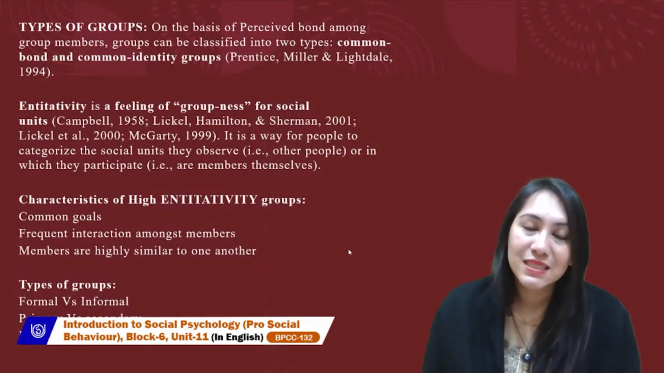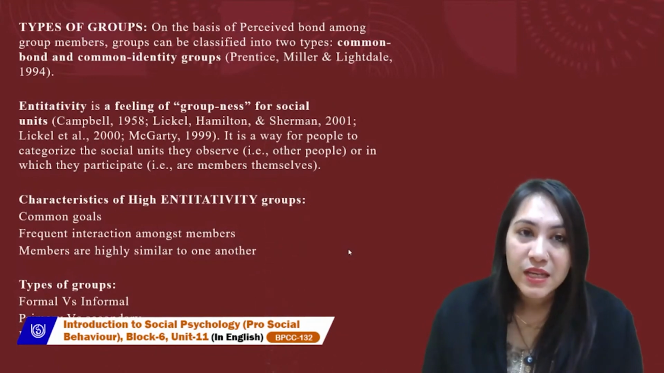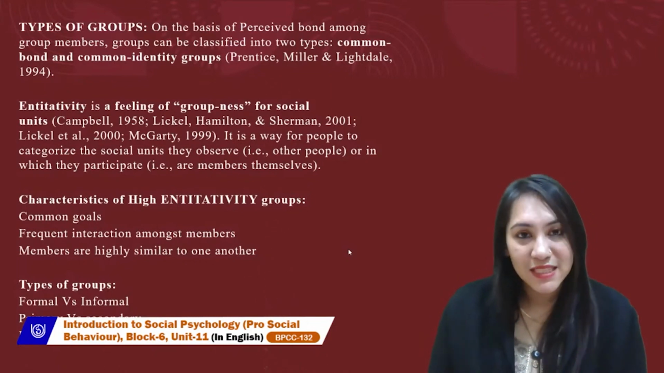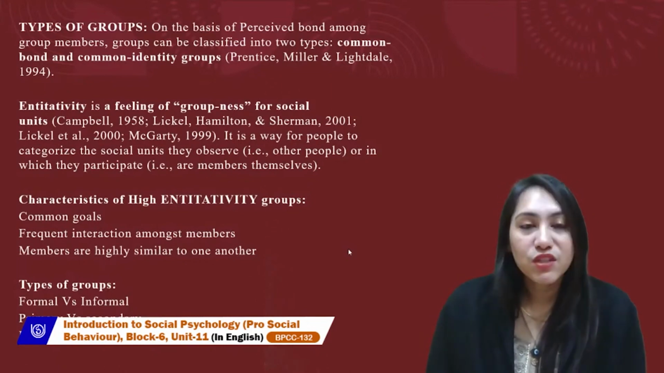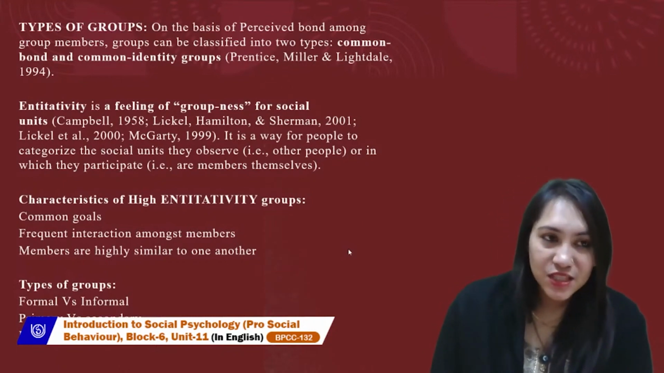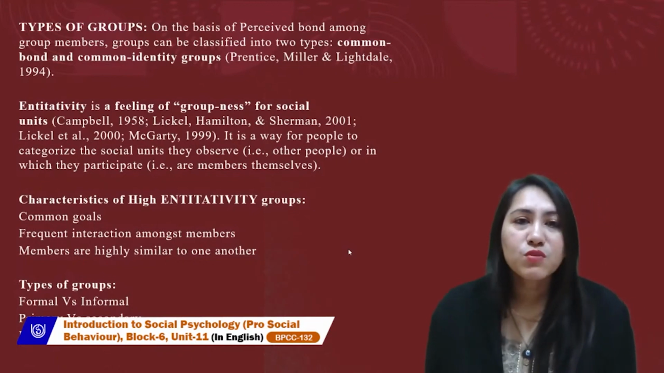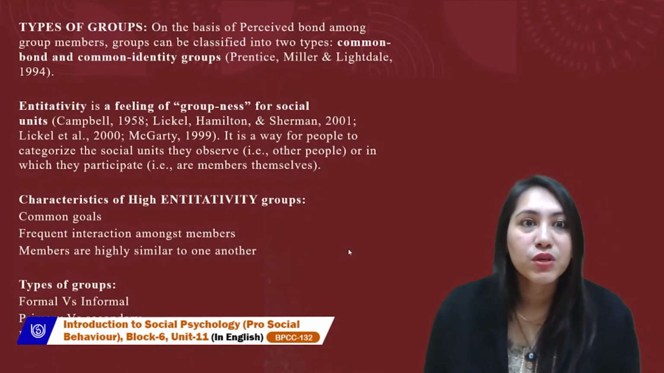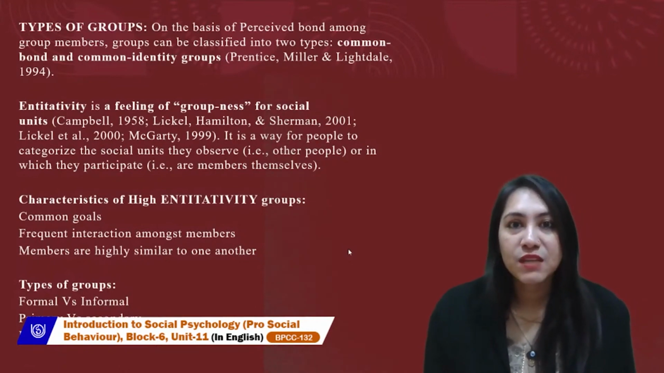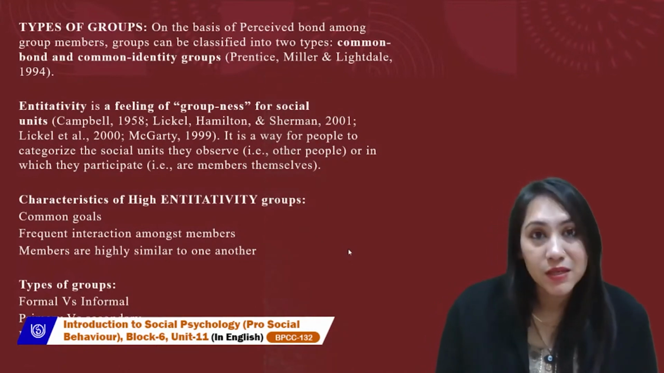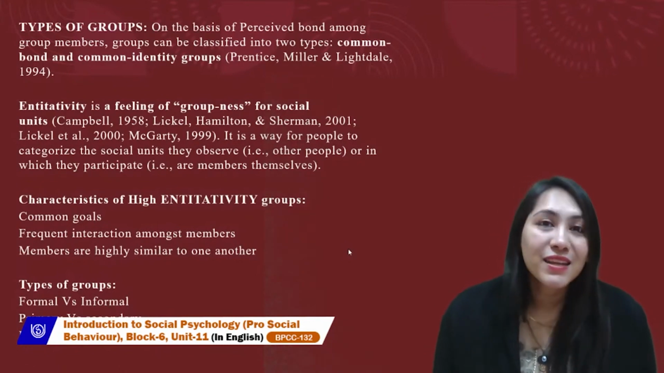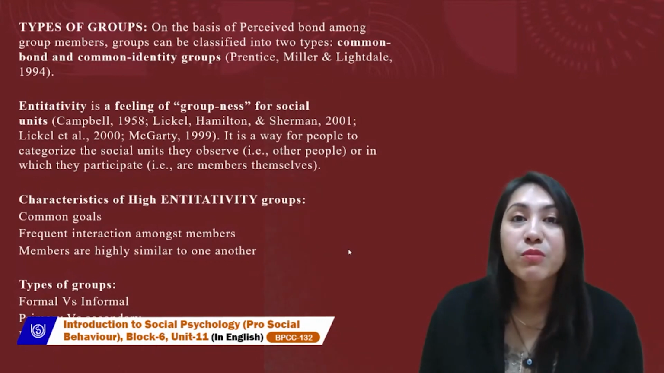This was given by Lightdale and Prentice and Miller in 1994. It's not that far off. This has been given really close by, which is 1994. So when we talk about perceived bond, there are two kinds: common identity groups and common bond groups. Common bond groups are those groups which are there because of a common cohesive feeling that you have amongst members. So you perceive that you are alike, you bond better, you gel really well, and there's a high level of cohesiveness amongst you. That's a common bond group.